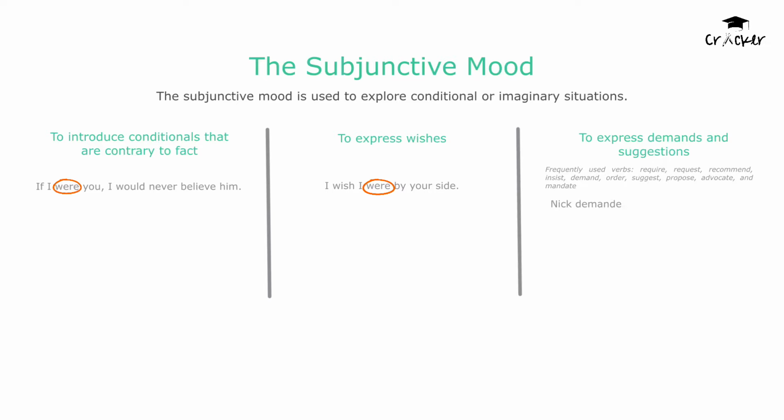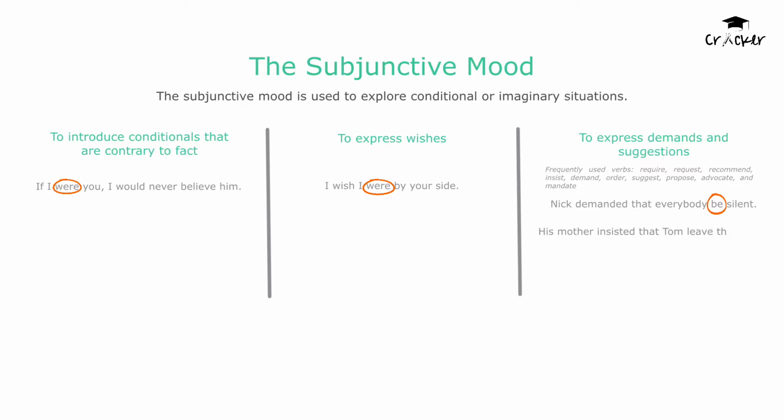For example, Nick demanded that everybody be silent. Notice how be is used as a bare infinitive without to. This is crucial in the subjunctive mood. Let's look at a few more examples to solidify our understanding.